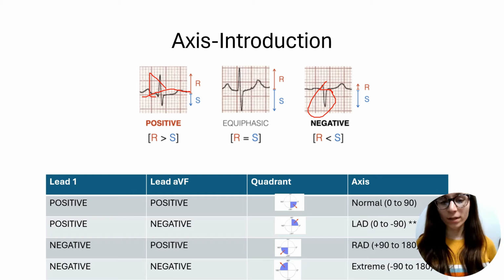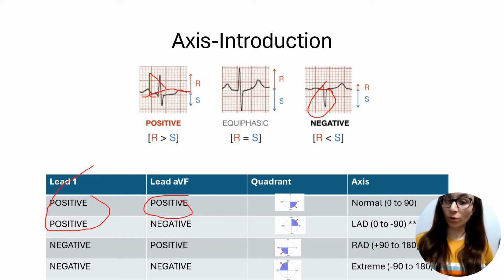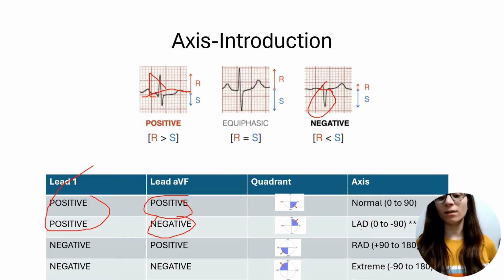So if in lead 1 it's positive and it's positive in lead aVF, you have normal axis. Positive and negative would be left axis, etc. And that's basically how you would determine what type of axis it is.